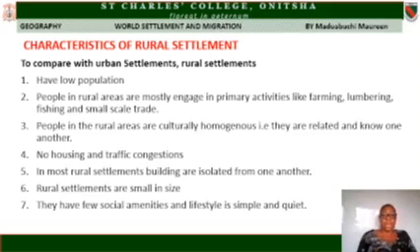Three, people in the rural areas are culturally homogeneous. They are related and know one another. Four, no housing and traffic congestion. Five, in most rural settlements, buildings are isolated from one another. Six, rural settlements are small in size. Seven, they have few social amenities, and lifestyle is simple and quiet.